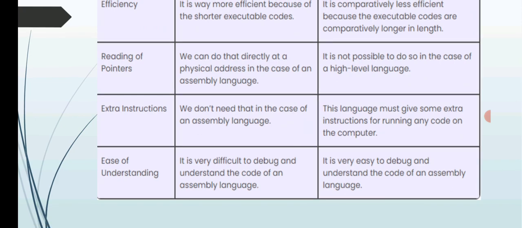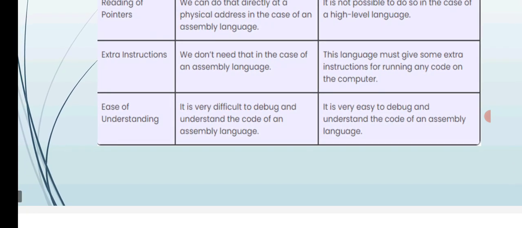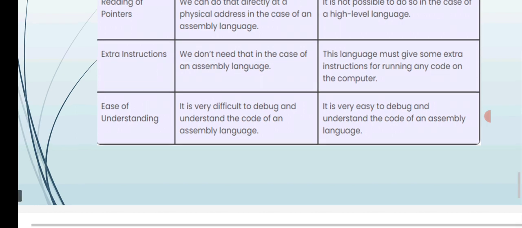Extra instructions: we do not need those in the case of assembly language. In high-level language, we must give some extra instructions for running any code on a computer. Ease of understanding: it is very difficult to debug and understand the code of an assembly language. It is very easy to debug and understand the code of a high-level language.